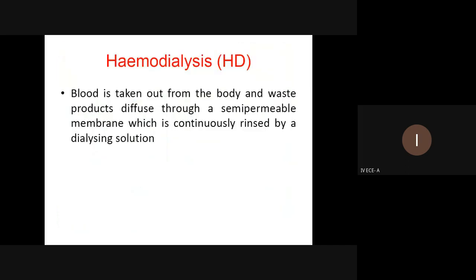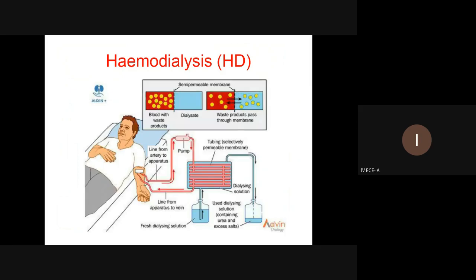In hemodialysis, blood is taken out of the body and waste products diffuse through a semipermeable membrane, which is continuously rinsed by a dialysing solution. First, blood is passed through the dialyzer, where osmosis, ultrafiltration, and diffusion processes take place. Through this, it gets purified and is returned into the body.